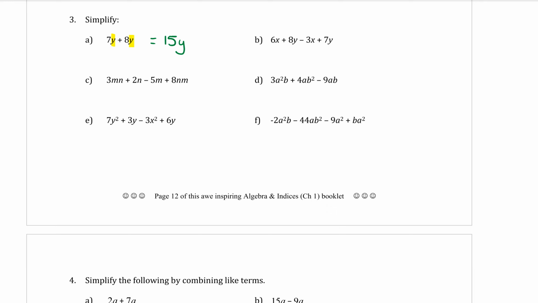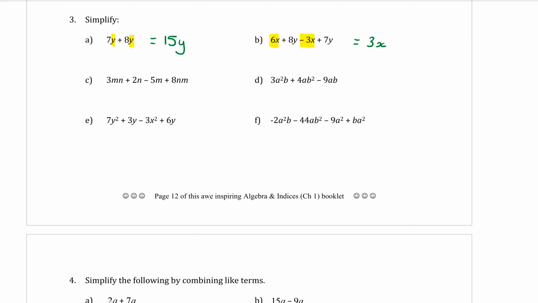B, looking for the ones that are like terms. Now, if you have a highlighter, that's going to help you a bit with these questions. So I have 6x. I also have a 3x here, but when you highlight it, you always highlight the plus or the minus sign that is in front as well, because that tells you whether you're adding or subtracting. So those yellow ones that are highlighted there, 6x minus 3x. 6 minus 3 is 3, so that becomes 3x. Okay, those ones were like terms.